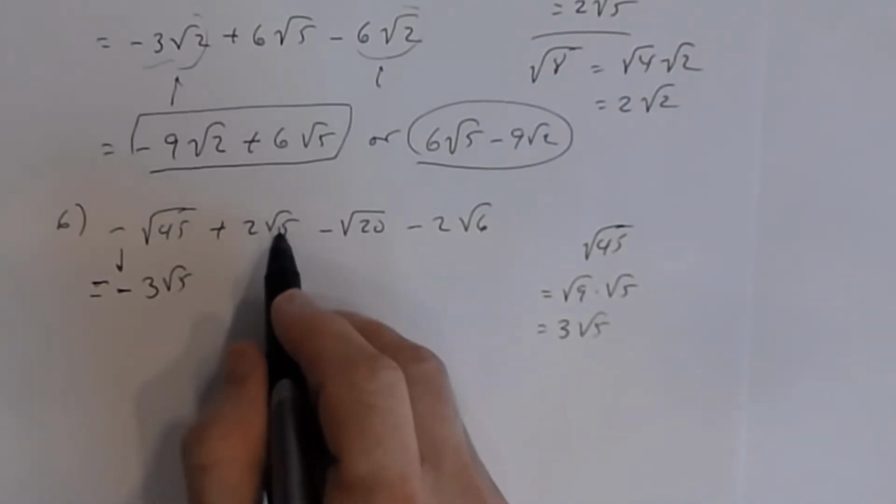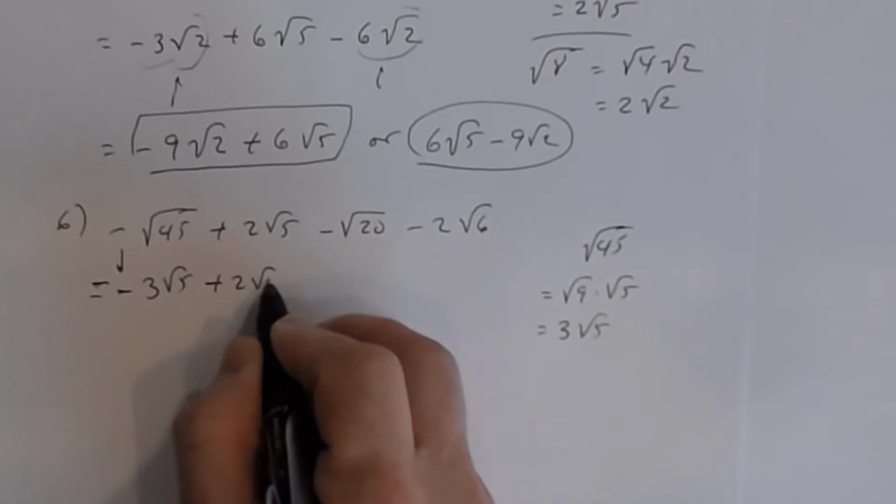I cannot simplify the square root of 5 because the only perfect square that goes into 5 is 1. So that's going to say 2 square root of 5.